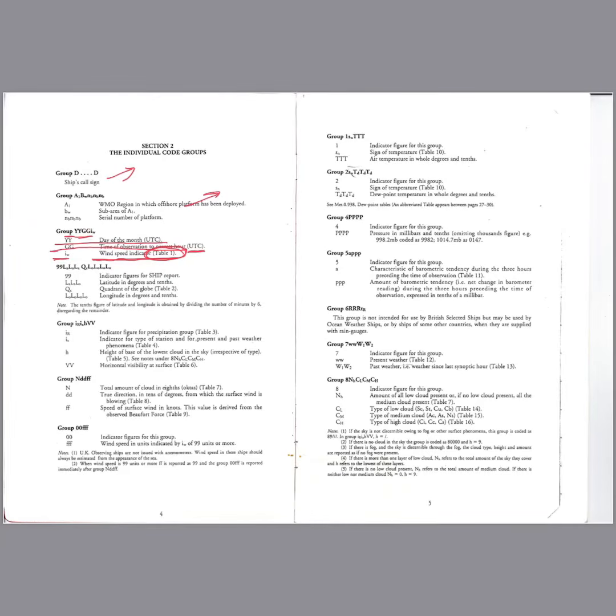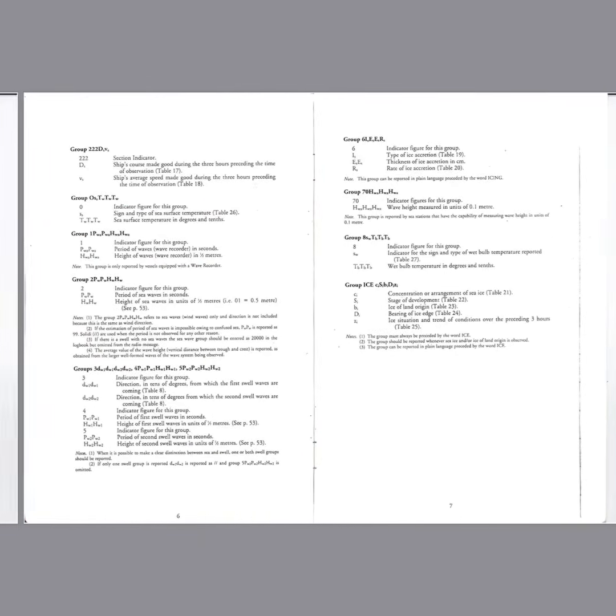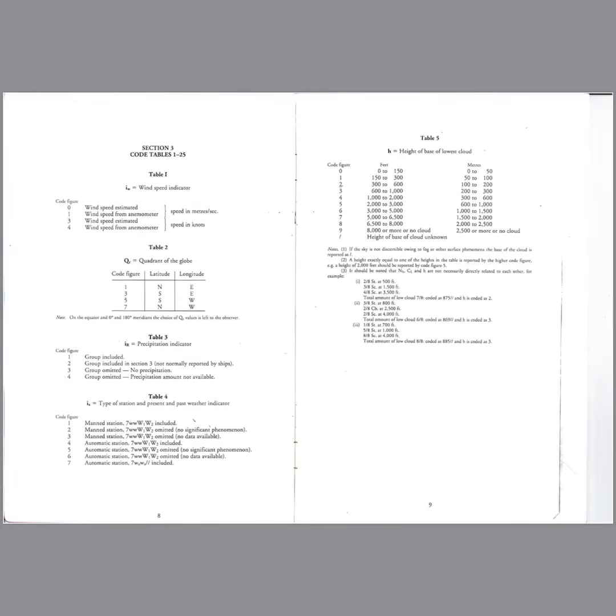So what I'll do is I'll go into table 1, and again, like I said, it's a bit to and fro, so here it is, weather table 1. Alright, so table 1 is here, and you can see the number 3 is the wind speed estimated. Speed is in knots. Alright, so that's the wind force.